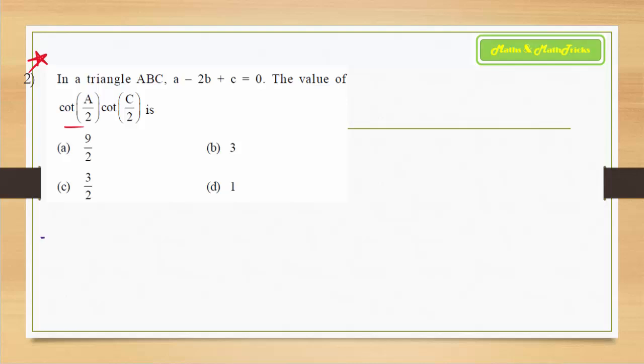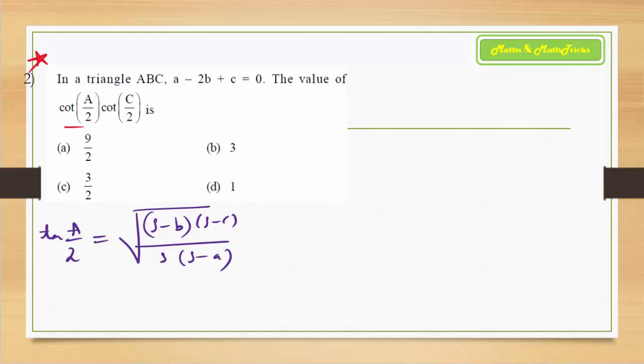Okay, so you must recall the tan A by 2 formula is root over S minus B into S minus C upon S into S minus A. Now what are these symbols? S, A, B, C. Some of you who prepared, you know that, but others, let me tell you, S is the semi-perimeter of the triangle with the sides a, b, c. Small a is the side opposite to the angle A, small b is opposite to the angle B, and similarly small c represents the side opposite to the angle C.